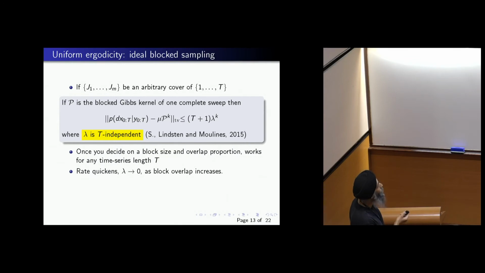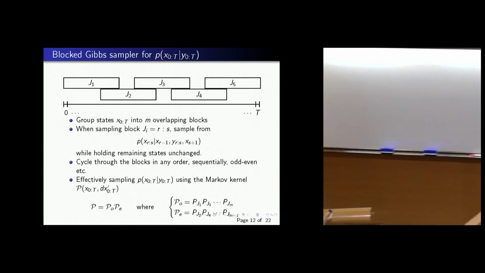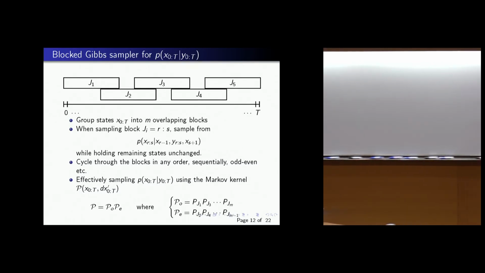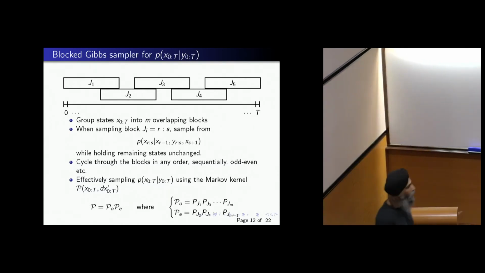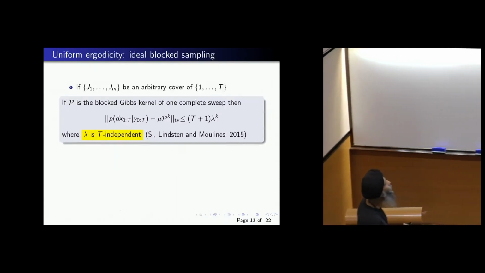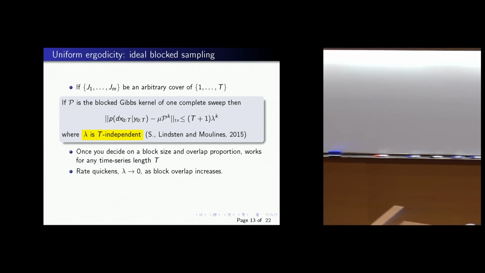And so there's some tuning to be done here. You have to choose the length of the blocks. You have to choose the amount of overlap. And once you've done this for the specific model you're interested in, you don't have to play with the length of the blocks and the overlaps anymore. It'll work for any length of time series. And obviously, if you overlap the blocks more, the rate of contraction quickens.